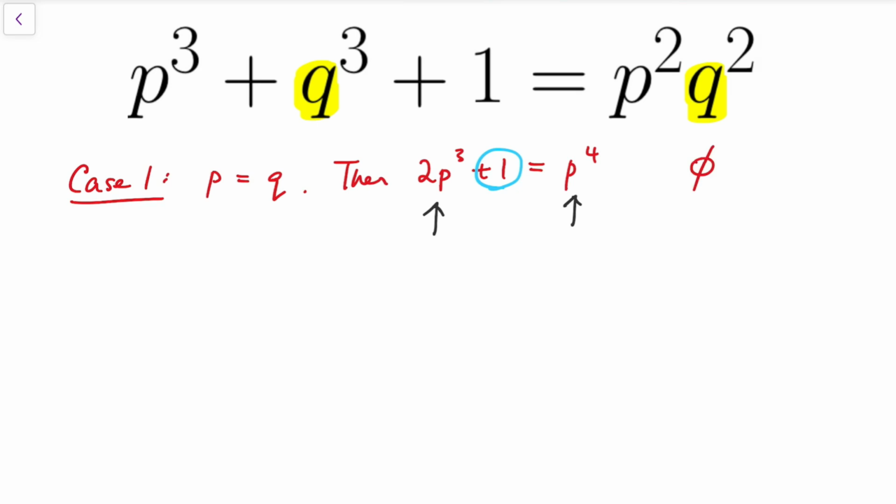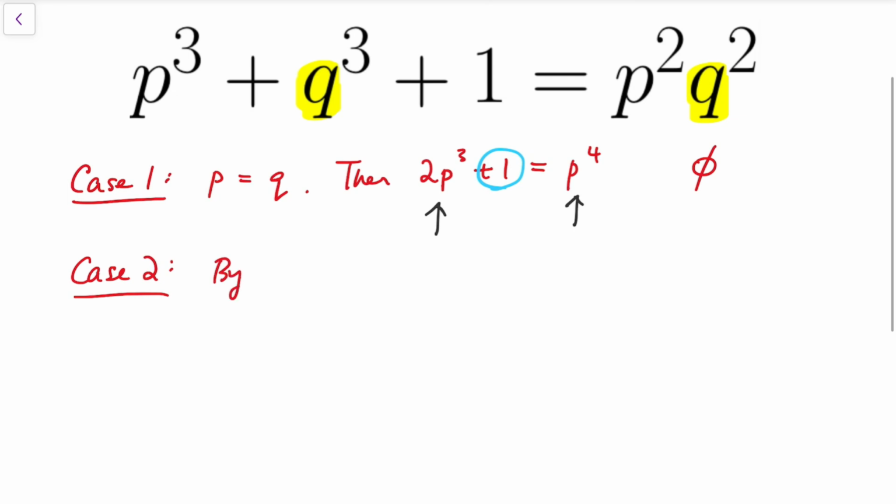So we move on to the second case, which is that p is not equal to q. Now since this equation is symmetric about p and q, that means if I switch the order or location of p and q, the equation is still the same. So I can assume that p is larger than q. Of course, you can add before that, which is p is not equal to q. So under this assumption, by symmetry, p is the larger prime number.